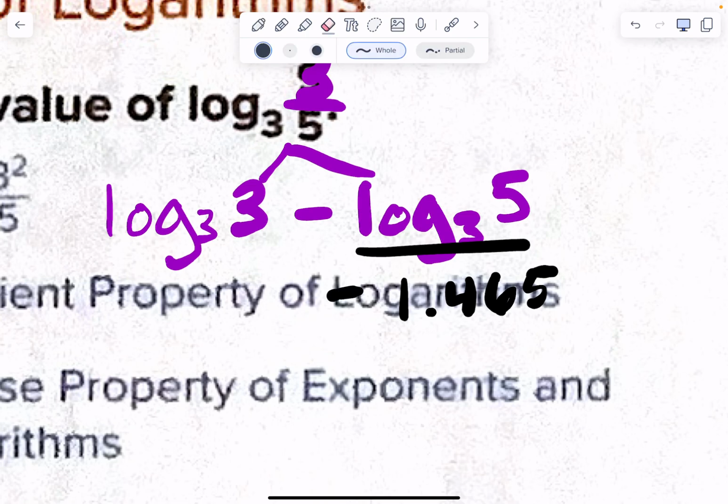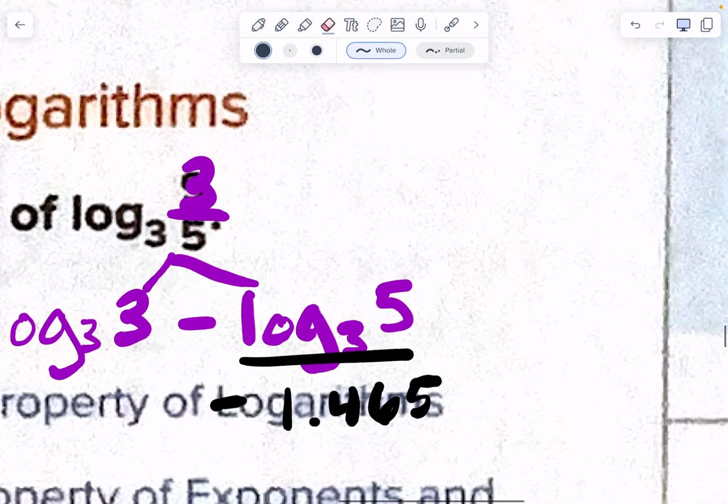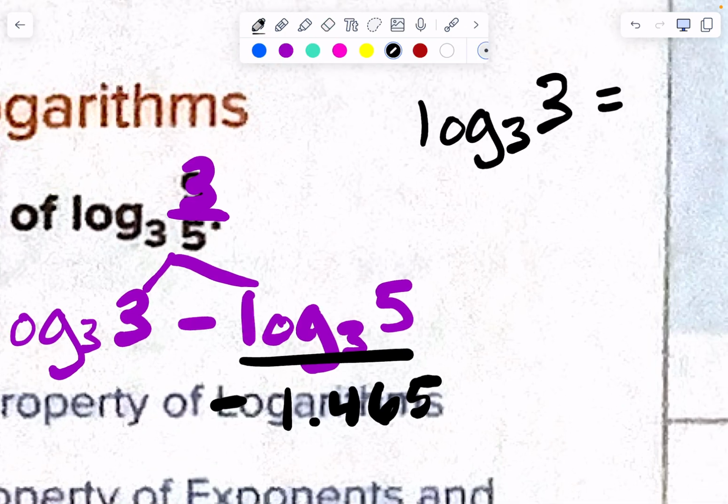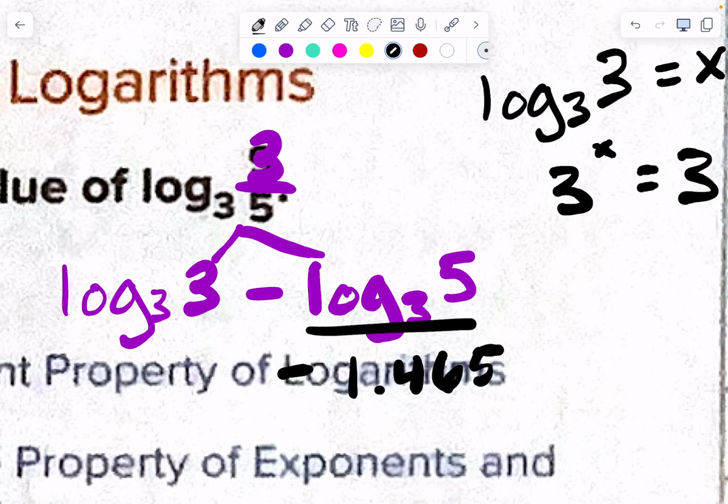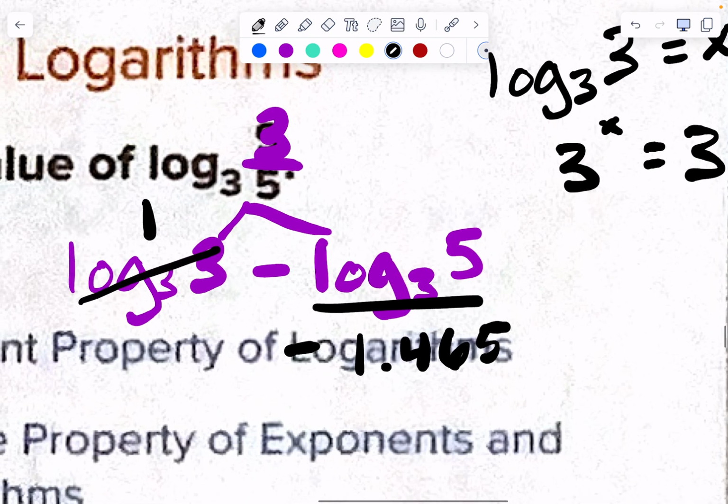But what's log base 3 of 3? If we remember what we did yesterday, log base 3 of 3, if I set it equal to x, this means 3 to the x power equals 3. What's the exponent? 3 to the first power is 3, right? So this whole thing is 1, so I have 1 minus 1.465.